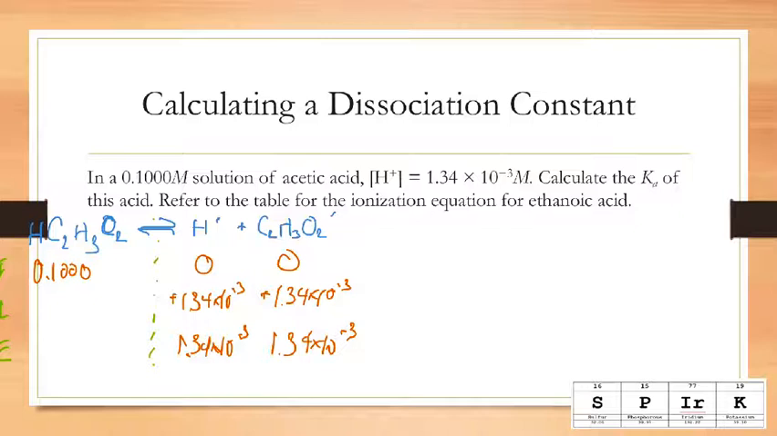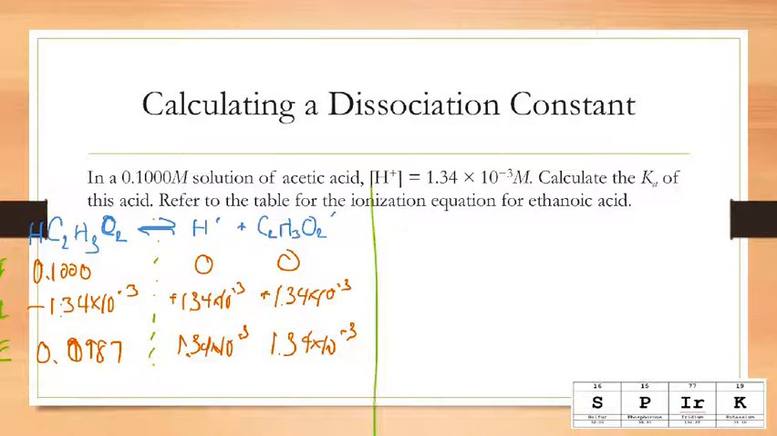Now, since we have an initial concentration of the acetic acid as 0.100 and we had no hydrogen or acetate ion concentrations, this must have decreased by 1.34 times 10 to the negative 3. And when we subtract that, we know that our equilibrium concentration of acetic acid is 0.0987. I know this is a little confusing, but this is something that we will talk about in class tomorrow.